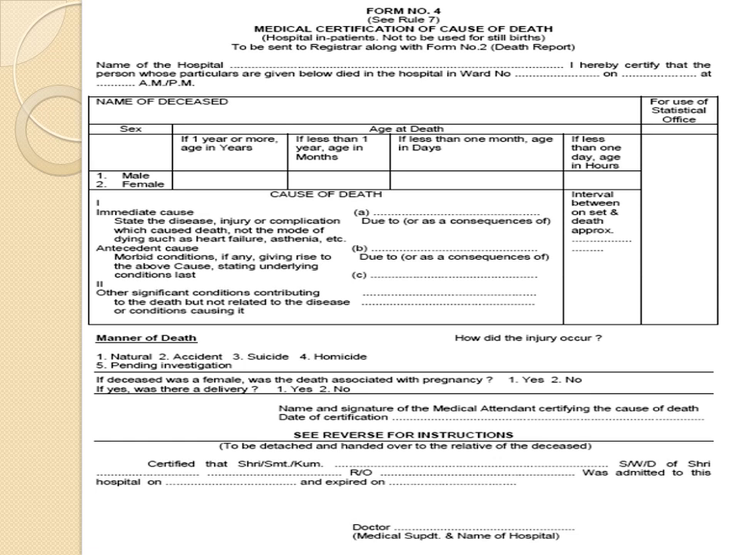And also how the injury occurred, you have to mention. And if the deceased was a female, whether the death was associated with pregnancy, and if yes, whether there was a delivery or not, you have to mention. And the next part is the name and signature and so on.